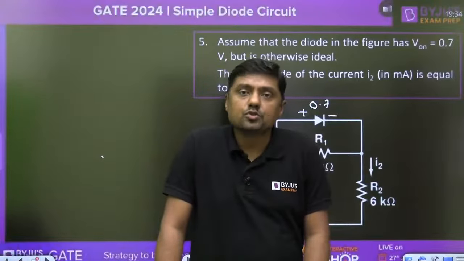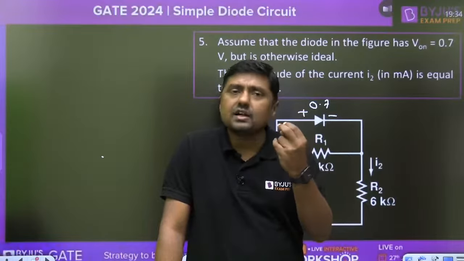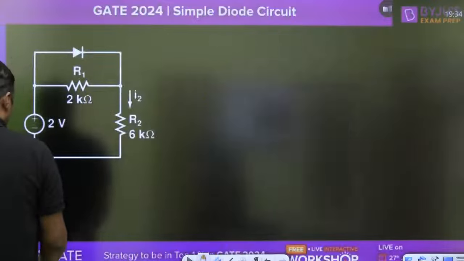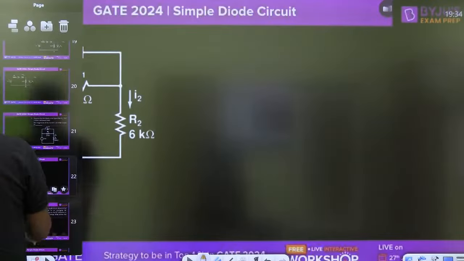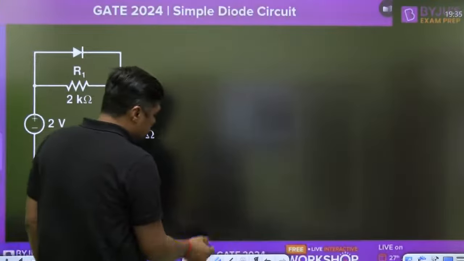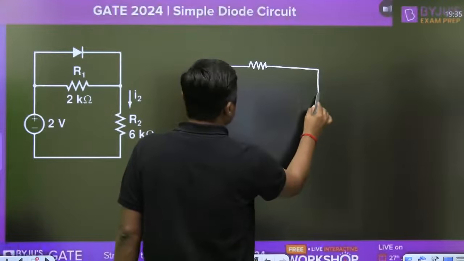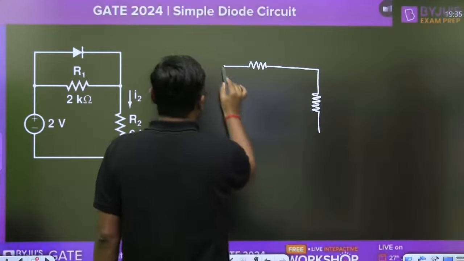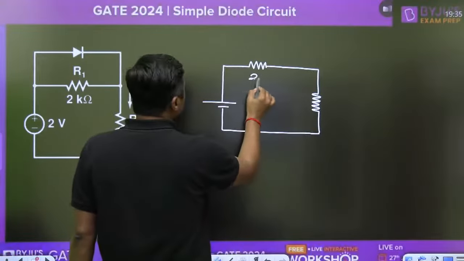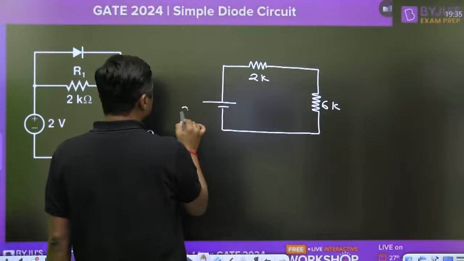In this type of questions, first of all, always consider that let the diode is reverse bias. If the diode is reverse bias, then what about the diagram? Let the diode is reverse bias. If you are assuming that the diode is reverse bias, means diode will act as open circuit. And this is the 2 volt battery. Now, this is the 2 kilo ohm, this is the 6 kilo ohm, this is the 2 volt battery.